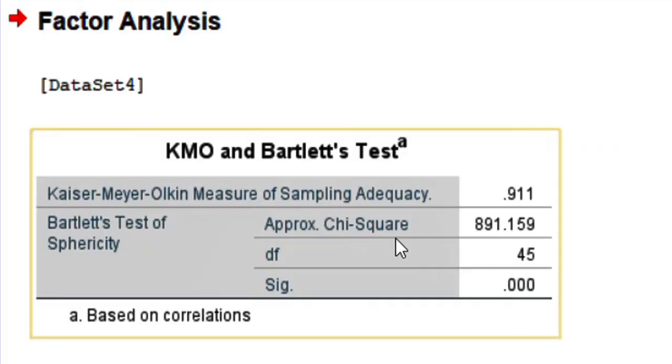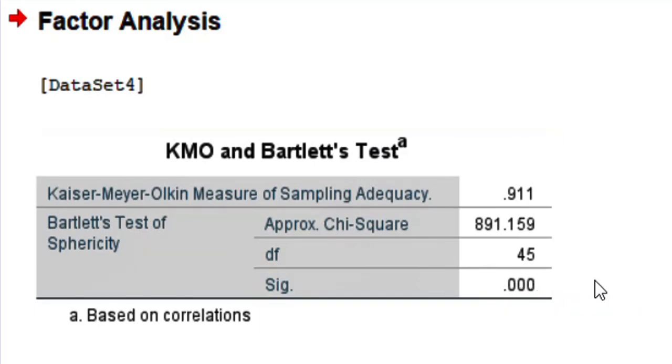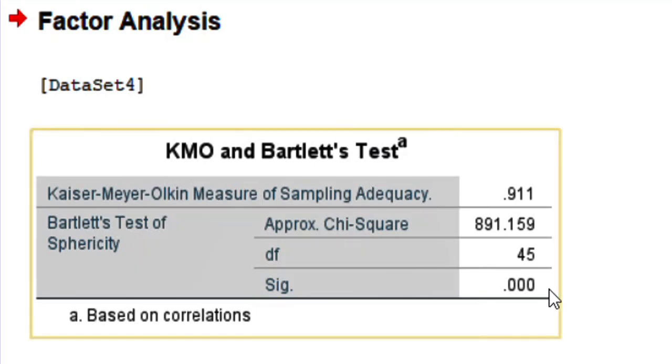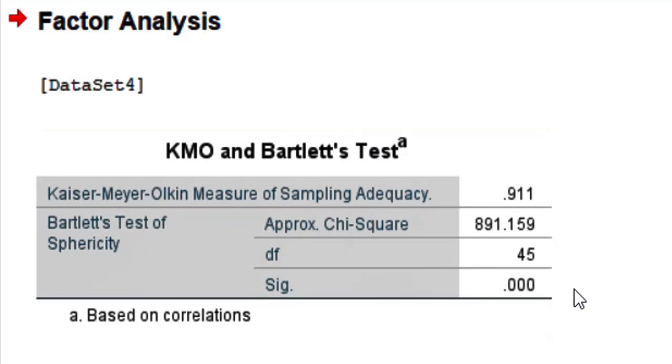The output gives the chi-square value, degrees of freedom and significance. For Bartlett test of sphericity, we analyze the significance value. If the p-value is less than 0.05, we proceed with factor analysis. If the p-value is more than 0.05, we do not perform factor analysis.